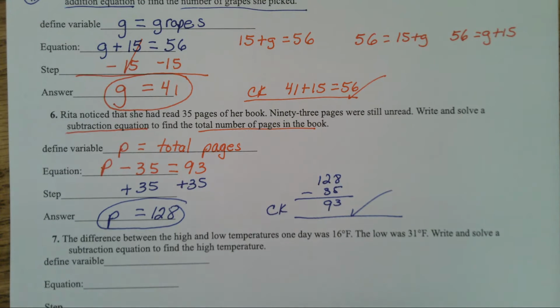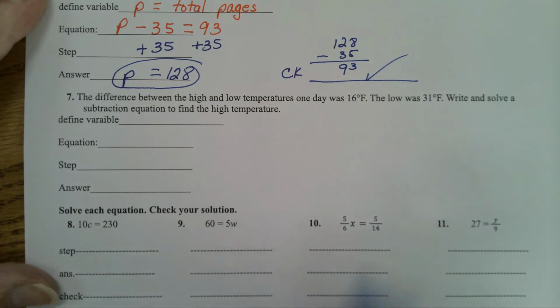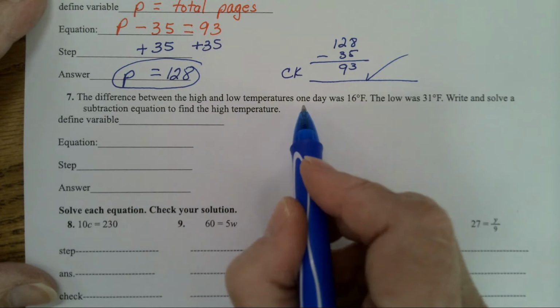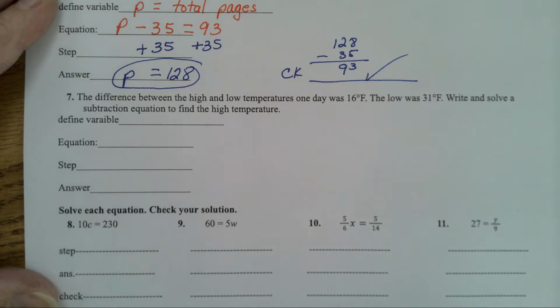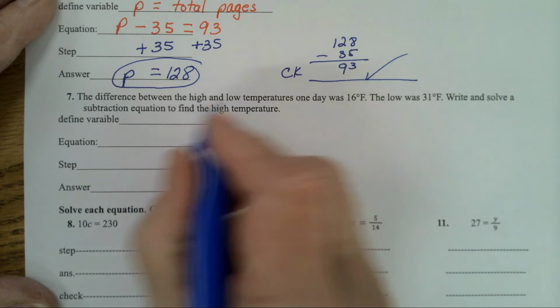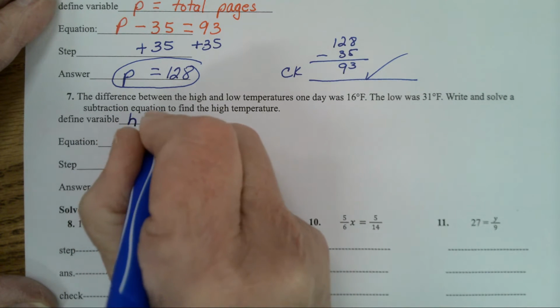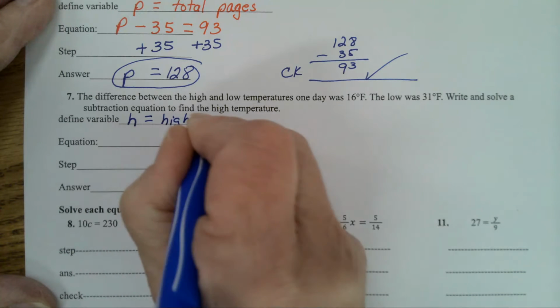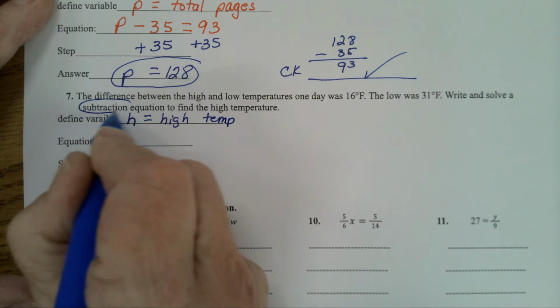All right, let's go on to problem number 7. In problem number 7, the difference between the high and low temperatures one day was 16 degrees Fahrenheit. The low was 31 degrees Fahrenheit. Write and solve a subtraction equation to find the high temperature. I'm going to use the variable H to represent high temperature. And it wants us to write a subtraction equation.